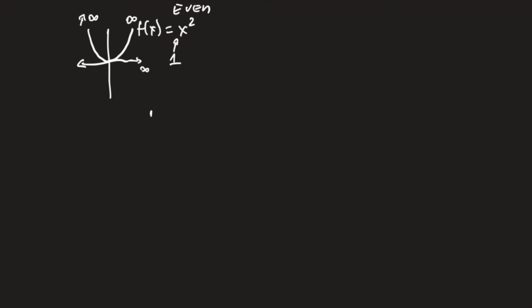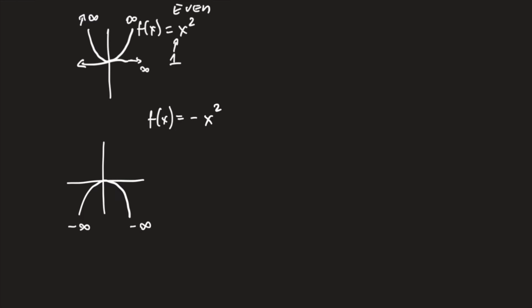If the leading coefficient was negative, such as negative x squared, the graph would just be an upside down parabola. Now notice that the end behavior is negative infinity and also negative infinity as x approaches positive and negative infinity. This is true for all even functions.